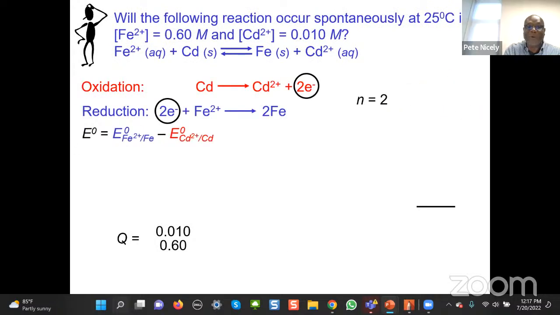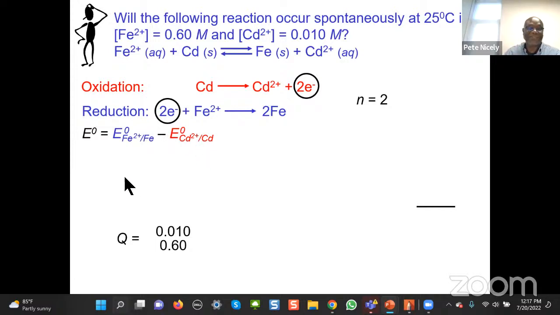We already figured out what N is. We need to find out what the standard EMF is. So we need to go to the tables and look up the standard EMF for both the Fe2+/Fe and the Cd2+/Cd half cells, right? Now, because we know that the Fe2+/Fe would be the reduction half cell, that would be the value that we put here first, right?